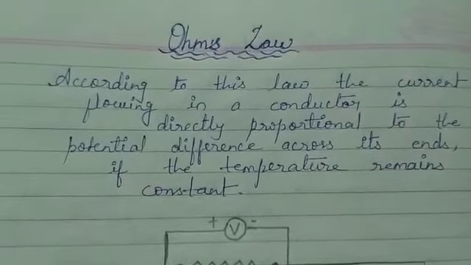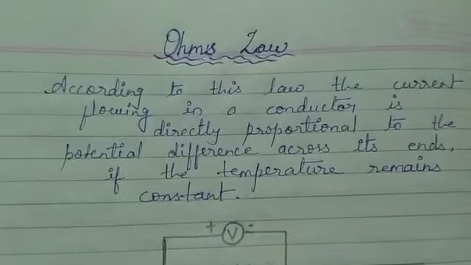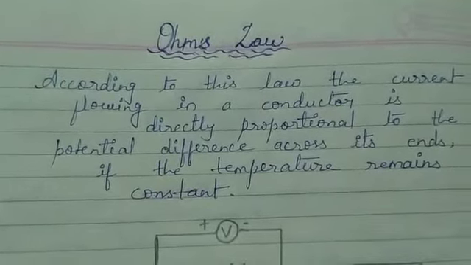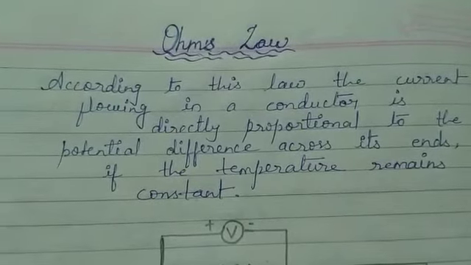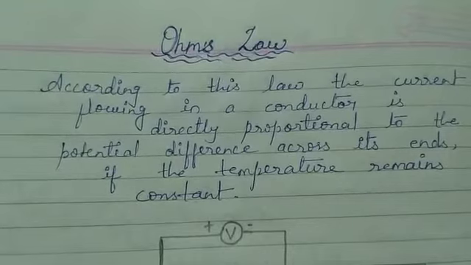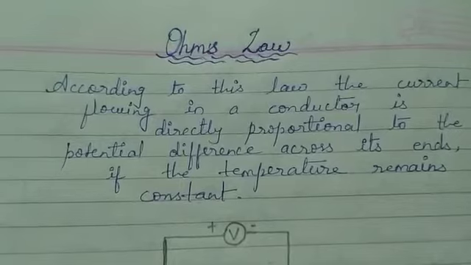Once again, let me read it for you, because it is a very important law. You must all learn it by heart. According to this law, the current flowing in a conductor is directly proportional to the potential difference across its ends if the temperature remains constant.